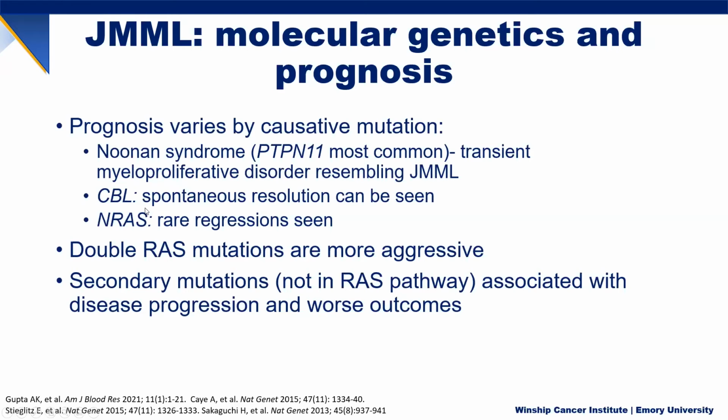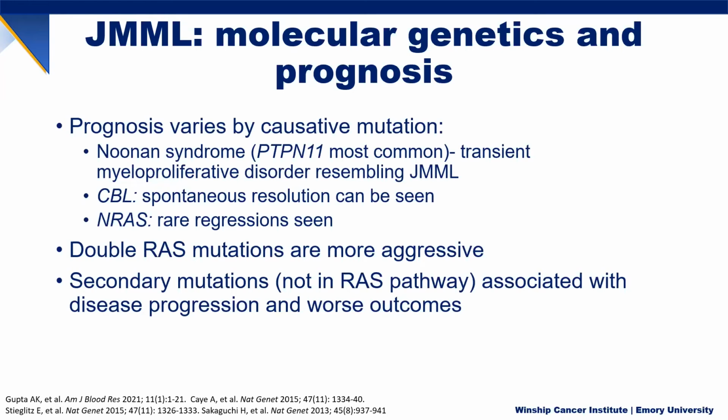And then we see these double RAS mutations, or 2 mutations in RAS pathway genes. These were felt to not really happen 2 at a time, but now we do see that they truly can occur, and tend to behave more aggressively when we see that. And then lastly, these other mutations that aren't in the RAS pathway, the ones that we mentioned in diseases like CMML, although uncommon, do suggest more aggressive disease, or the disease progressing at a later stage over time.